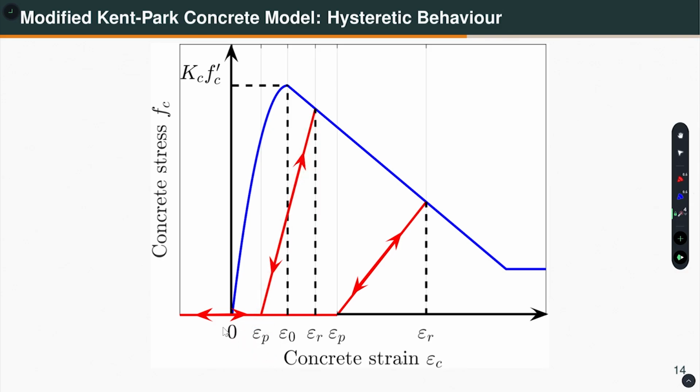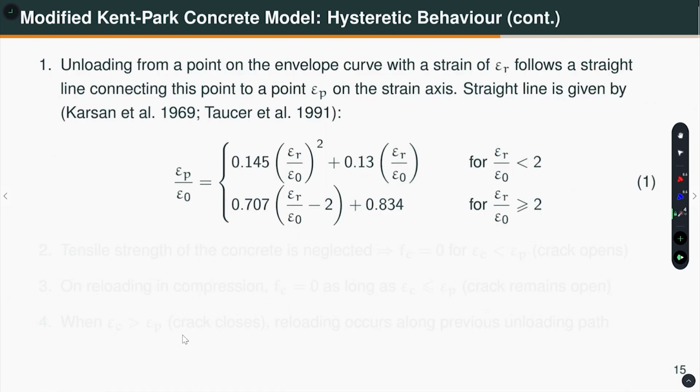The question is, how do you get epsilon p? Epsilon r is known to you. How do you get epsilon p? Okay. In such a manner that when you go to larger strain, this comes down like this, and again going back in this same path. So, this epsilon p is determined by this equation. Okay. So, it says unloading from a point on the envelope curve with strain epsilon r follows a straight line. That means, we are ignoring that small hysteresis that we are getting, that is ignored. Okay. So, epsilon r to a point epsilon p.